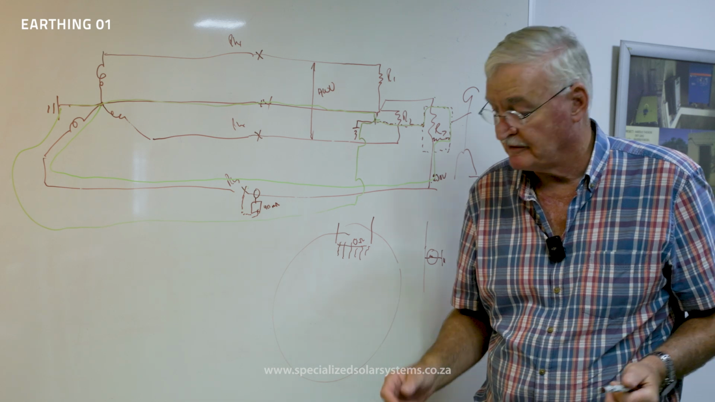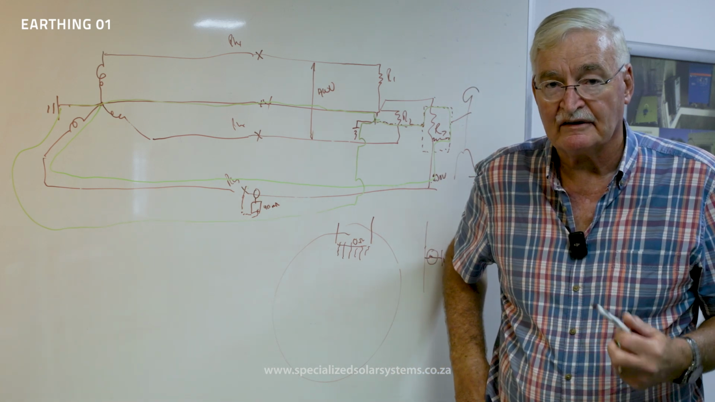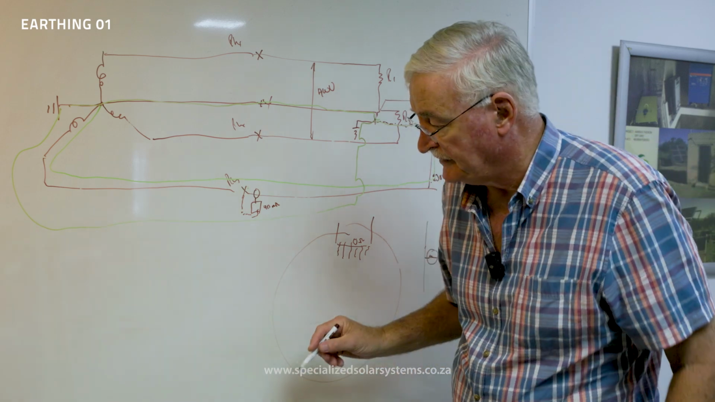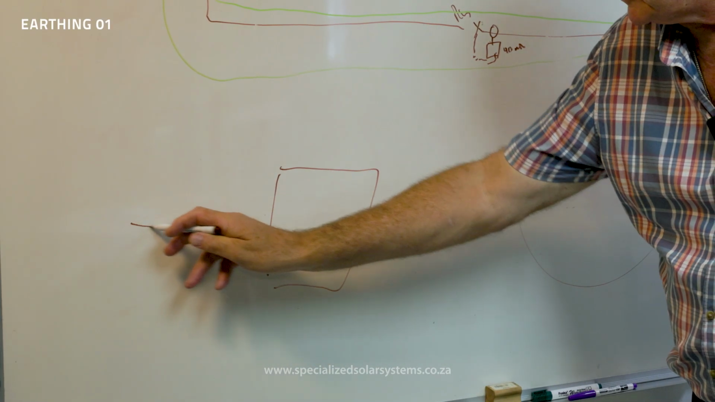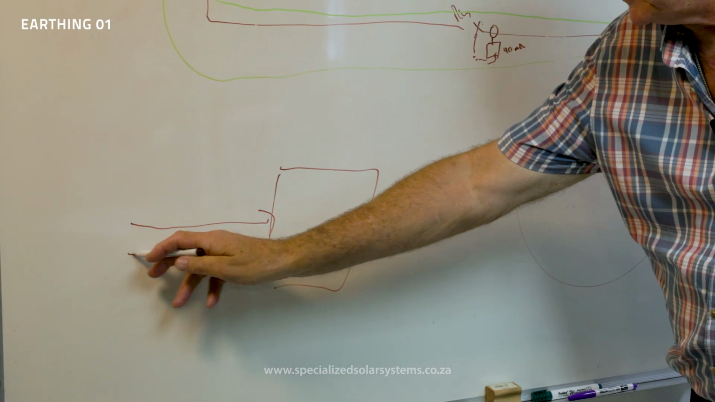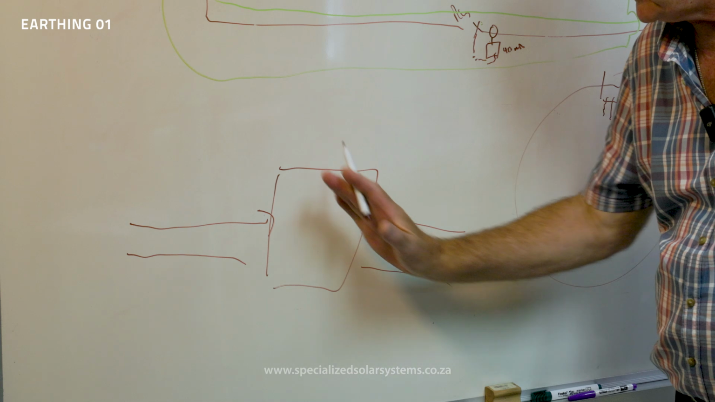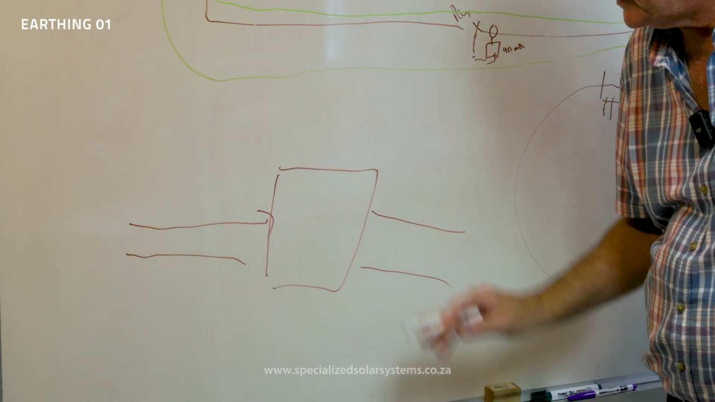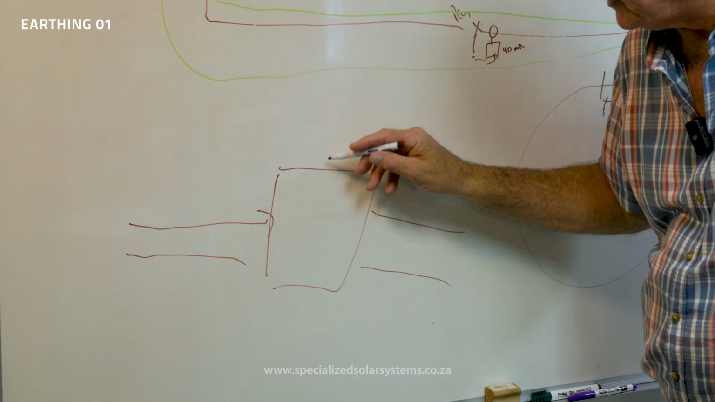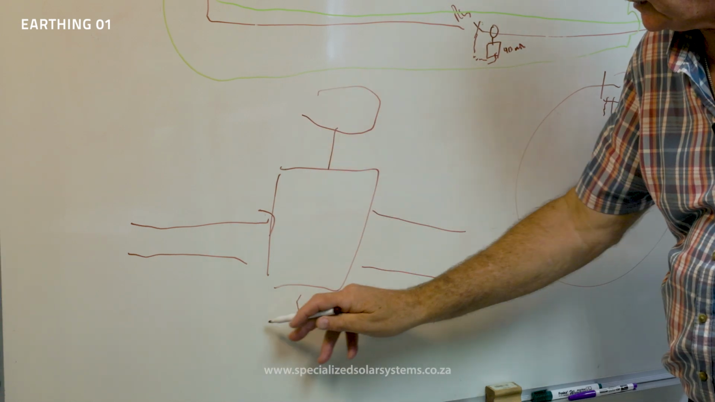With SunSync, you have to fit an external earth fault relay to create that earth on the secondary side, because effectively what you've got is a box, which is your inverter, and you've got your AC coming in here, which could be 2 phases, and you've got your phases going out. So when that gets disconnected, for example during load shedding, you're now on your own because you've got an inverter here and you've got PV panels and you've got a battery.